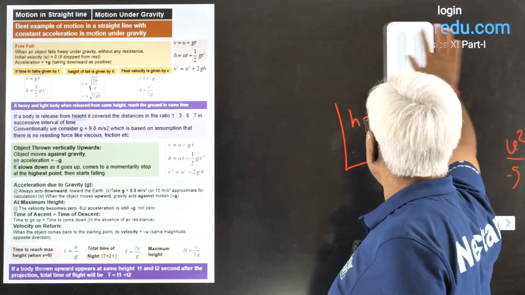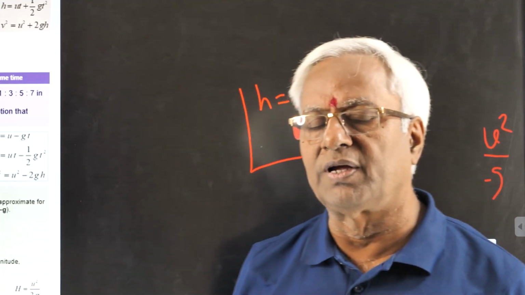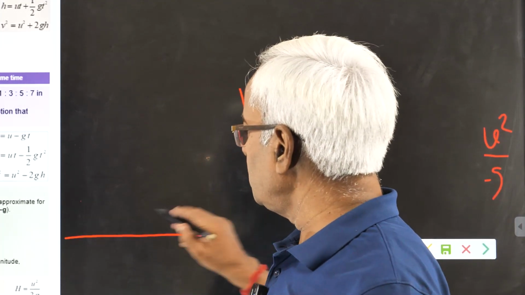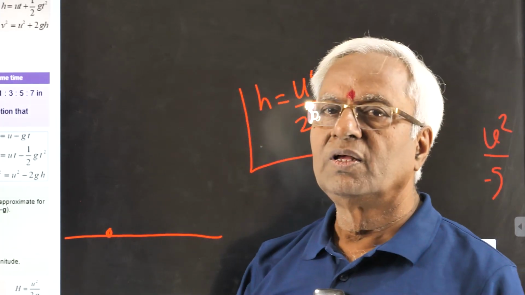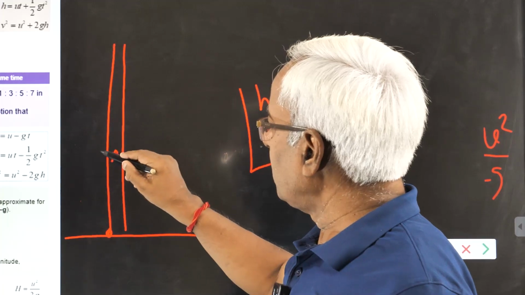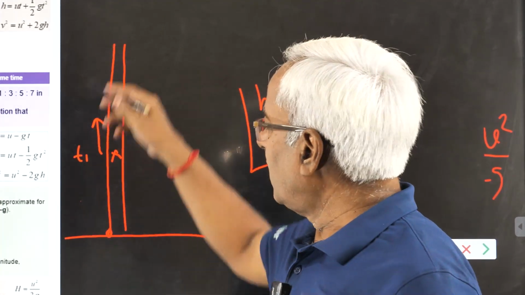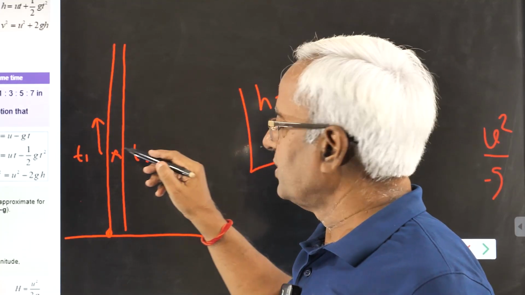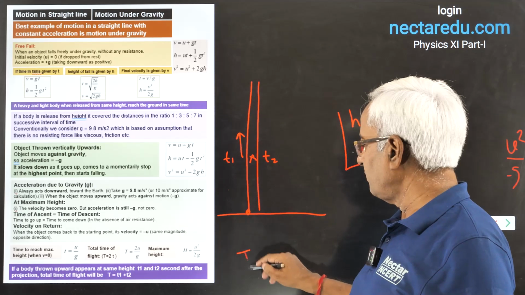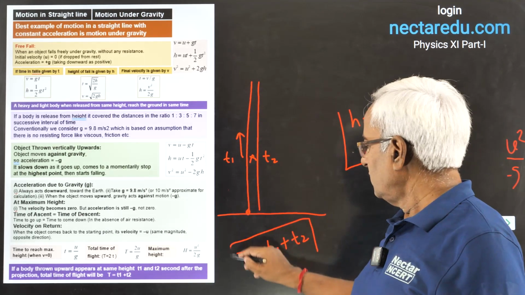One very important result you should remember, and if you are keenly interested, you can go ahead and derive it also. Suppose the body is thrown from here. It appears at a particular point while going upward after time t1, and after time t2 it is again at the same point while returning. Then the total time of journey shall be equal to t1 plus t2.